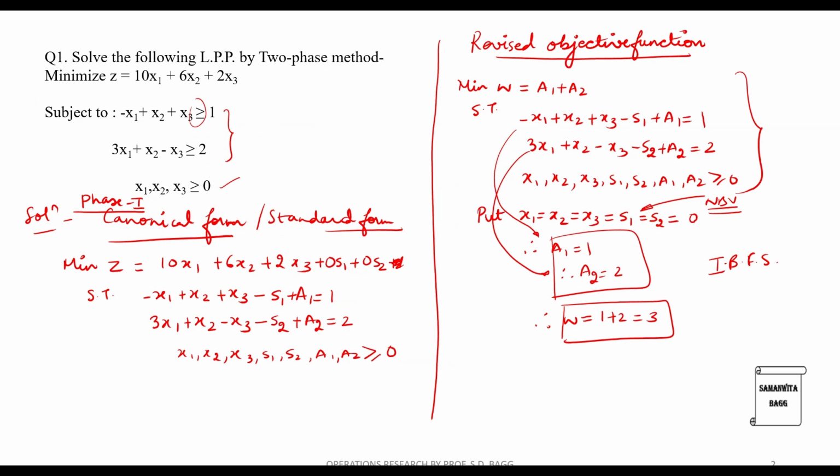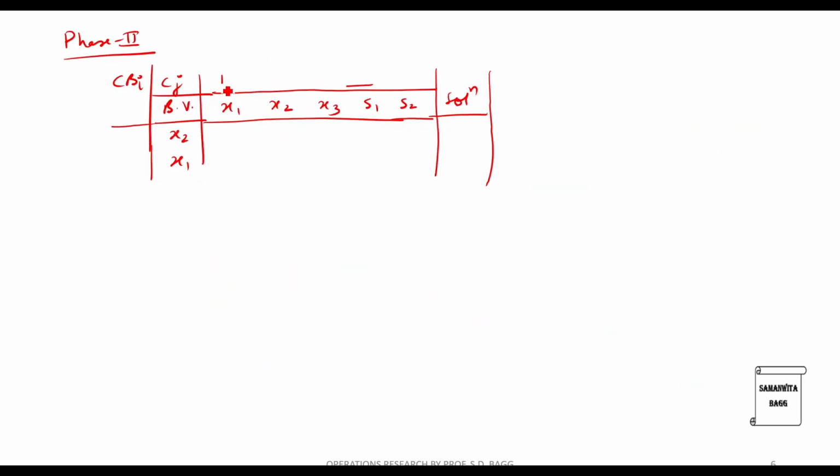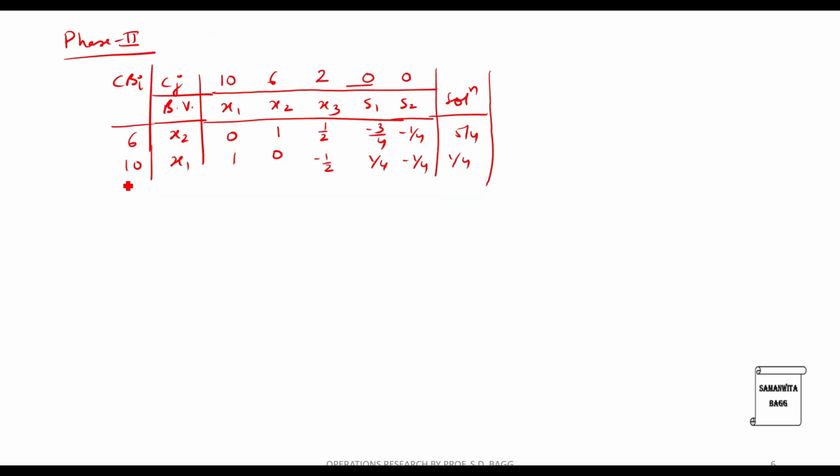What we are doing is copying the table from phase 1, and now we are completely using the simplex method, where we have to take the coefficients from the equation of z. So this will be 10, 6, 2, 0, 0, this is 6 and this is 10. Now we are just going to copy this table from phase 1. So I have copied everything.